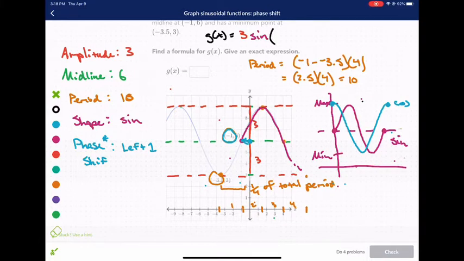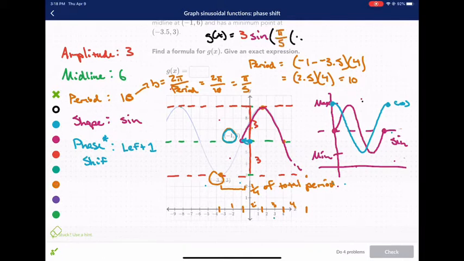Then I have my period of 10, but that's not the number that I put in here. There's actually a formula to find the number that I put into my function. It's 2 pi divided by the period. What's 2 pi divided by 10? That's just pi over 5. So that's the number that goes in my function, pi over 5.